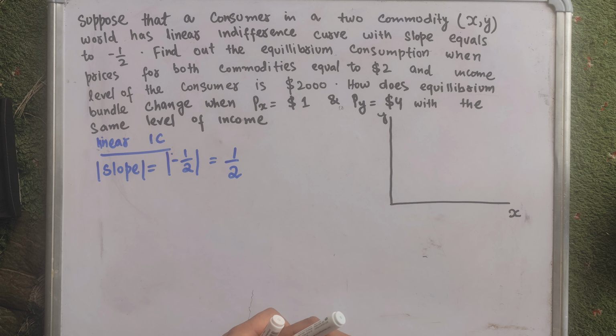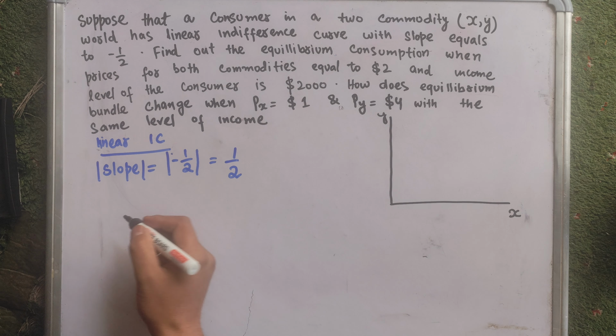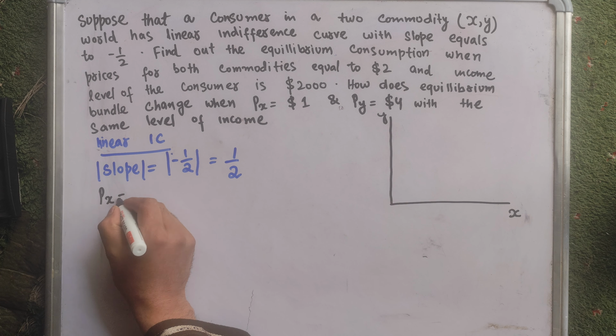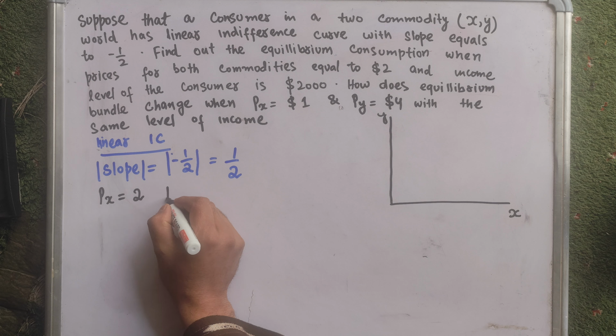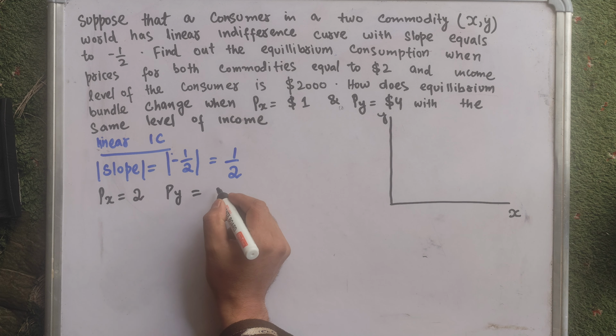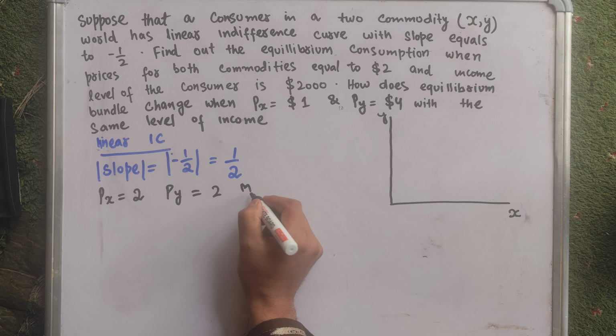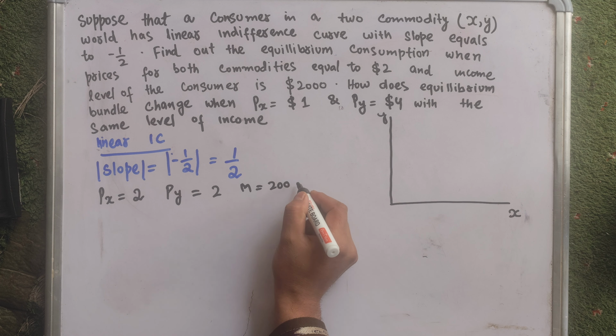To find out the optimal bundle, first let us see what also we are being given in the first scenario, that is price of good X is equal to $2, price of good Y is also being given as $2, and income of the consumer is 2,000.